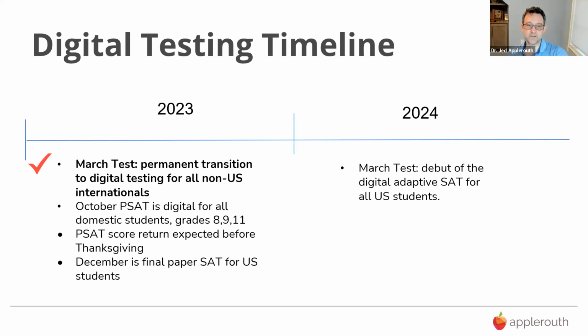October, we're going to have the official PSAT for grades 8, 9, and 11. It's going to be on a computer. PSATs will have score return by Thanksgiving. And then December, that is the end of paper in the US and across the world, except for students who have an accommodation for a disability, which we're still learning, who's going to get the accommodation. But if you have it, do you still want to use it? Because a lot of kids, I think, are going to prefer the digital test to the paper-based test for a lot of reasons. So March, this coming March, paper is out.